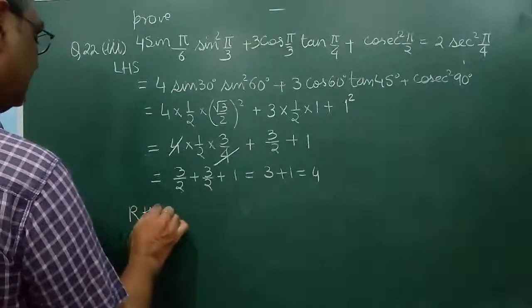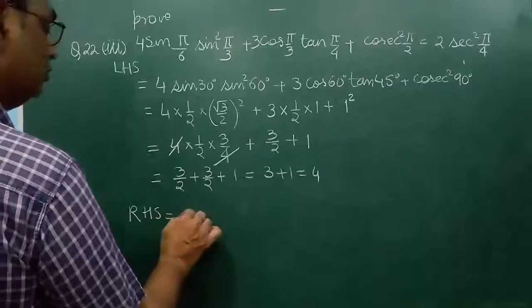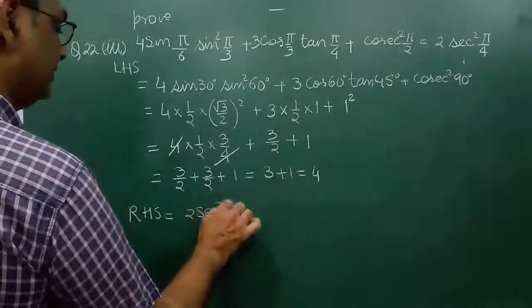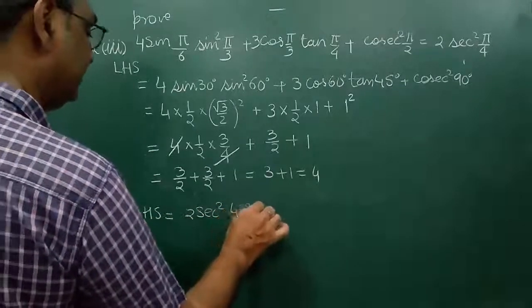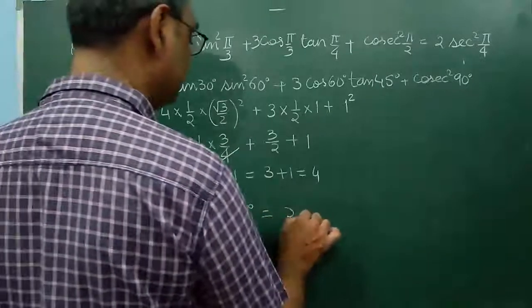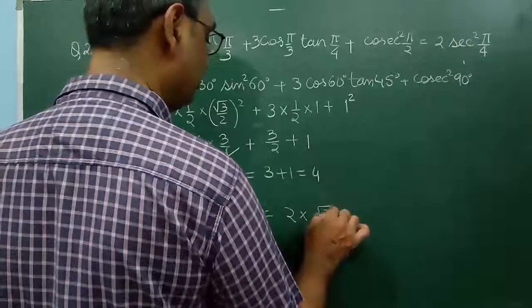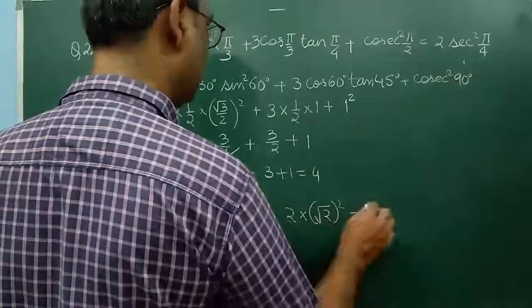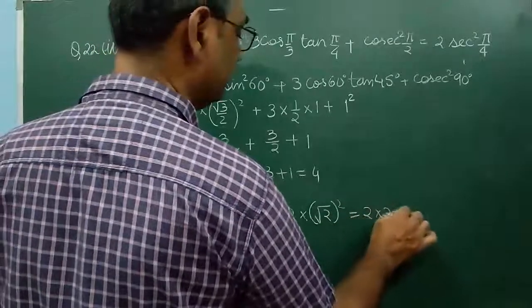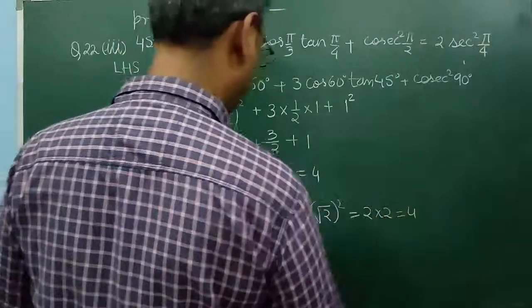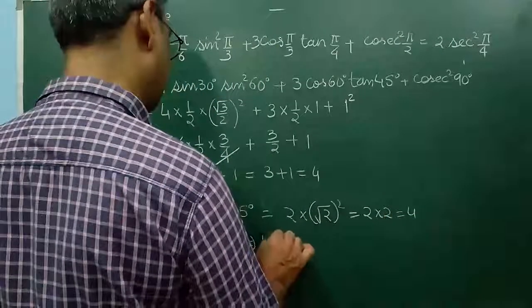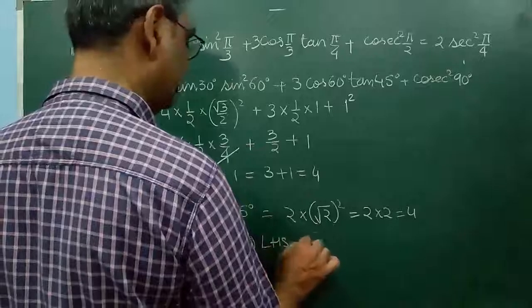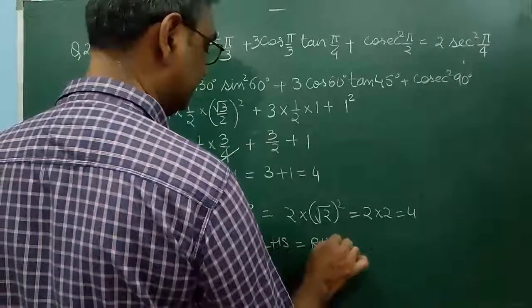RHS: 2 sec square 45 degree is equal to 2 into sec square 45, which is root 2 square, equal to how much? 2 into 2 is equal to 4. This implies LHS equal to RHS.